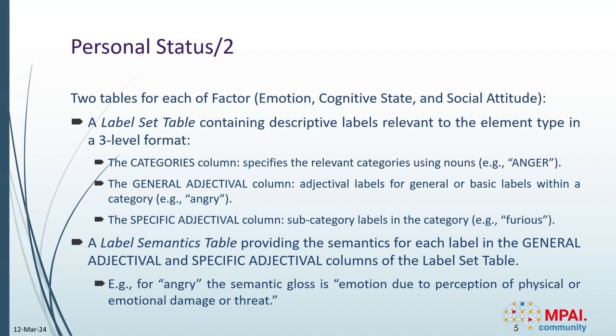Now, what claims are we making for these labels and these semantic descriptions? No scientific claims. What we're providing is a convenience, a collection that we have made at MPI of these factors, these emotions, these cognitive states, these social attitudes. And the collection is intended to be useful, but we've also provided ways for you to modify or replace this collection if you have a different collection you like better.